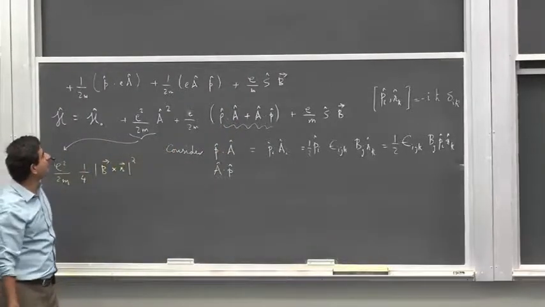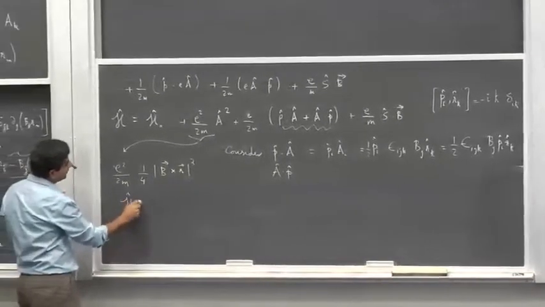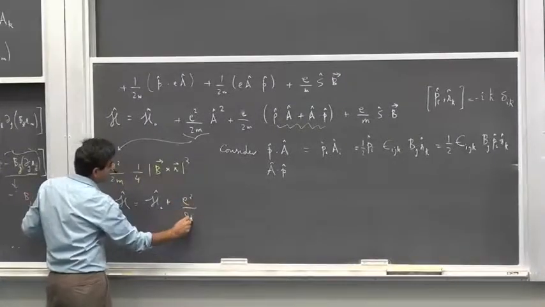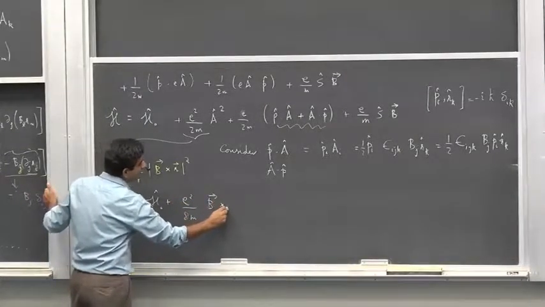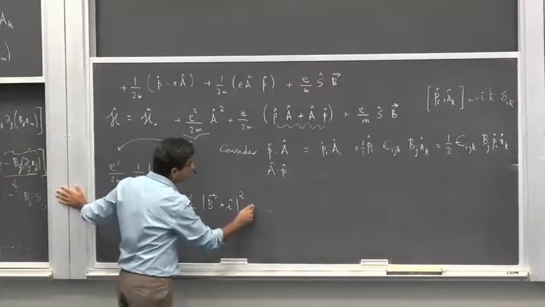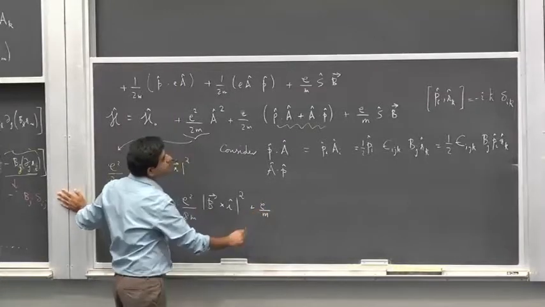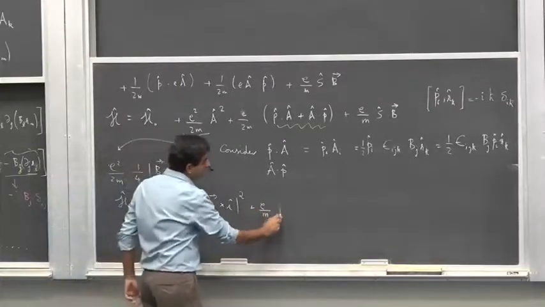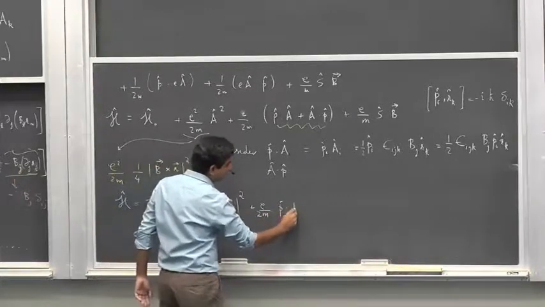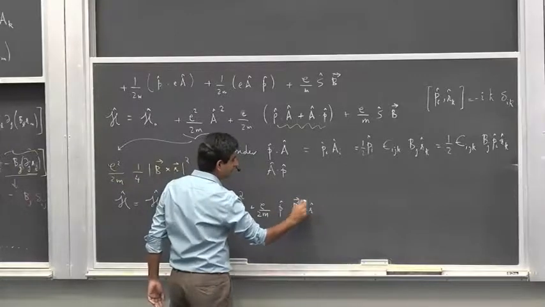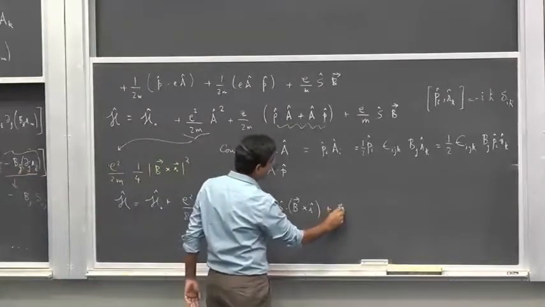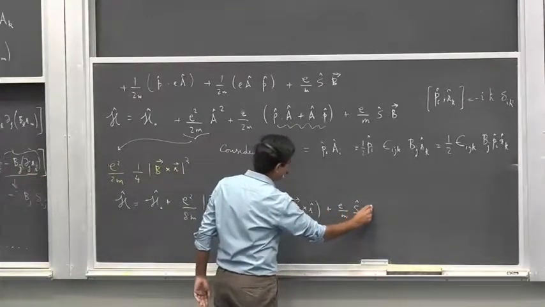And when they commute with one another, I can write my Hamiltonian as H equals H naught plus e squared over 8m, B crossed with the r operator modulus squared, plus this becomes e over m p dotted with A. Now what is A? A is 1/2 B crossed with r, plus e over m S dotted with B.